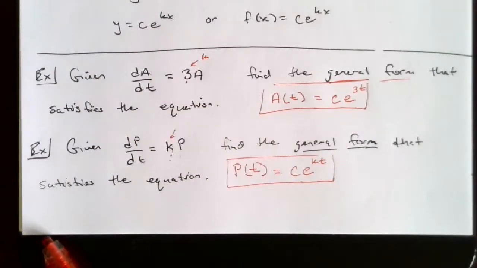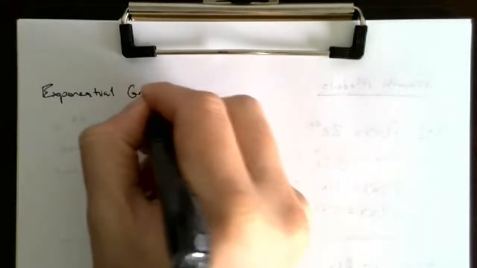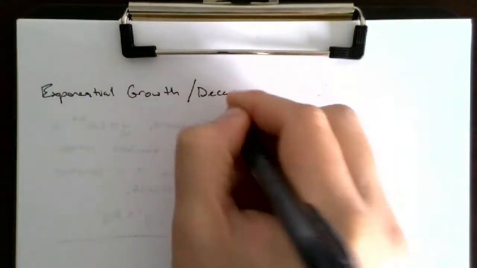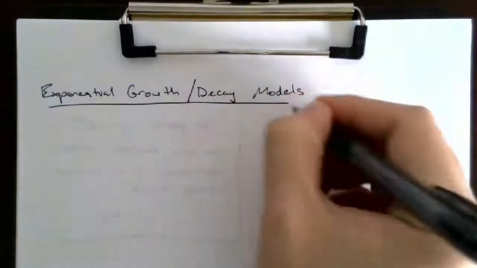We use these for exponential growth and decay problems. So I'll introduce it here, and then we'll do some applications. So for exponential growth and decay models, because you really do use this for both, I'll explain the difference between the two as you do it.